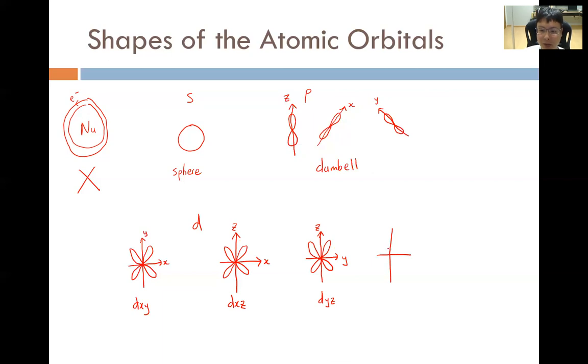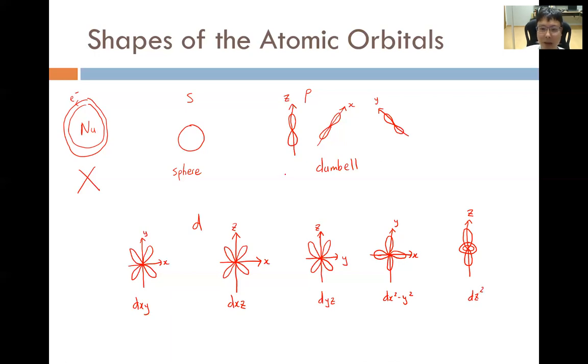The 4th d orbital is the one whereby the orbitals lie directly along the x and y axis. It's still in the form of a cloverleaf pattern along the x and y axis, and the notation for this is the dx squared minus y squared orbital. The final orbital is in the form of a dumbbell shape with a donut ring in the middle. This one lies particularly along the z-axis, and the notation for this orbital is the dz squared orbital.